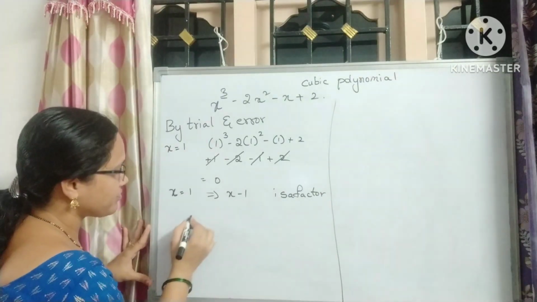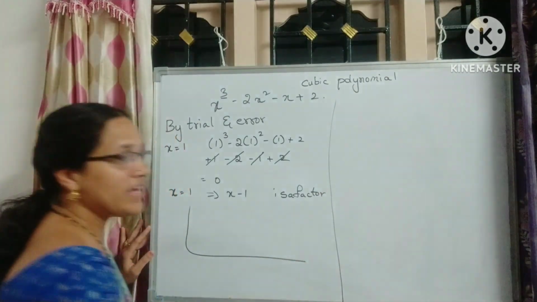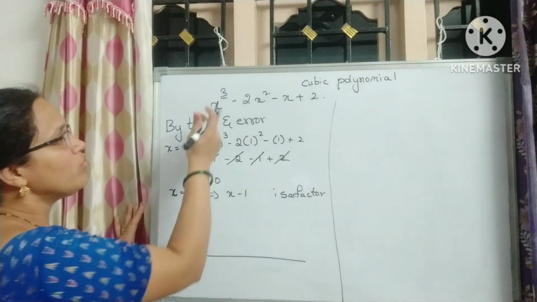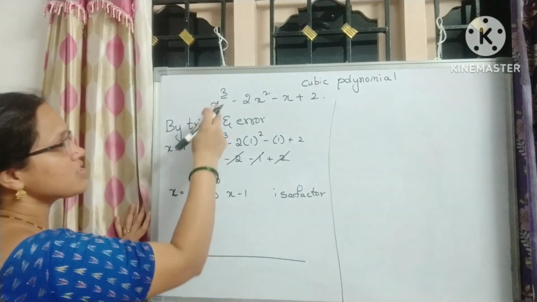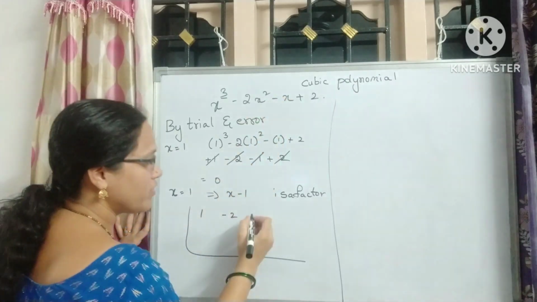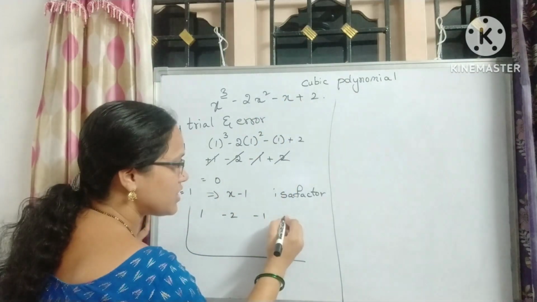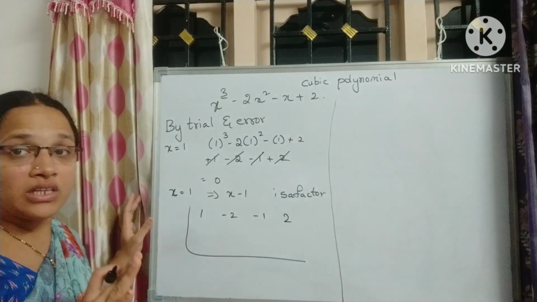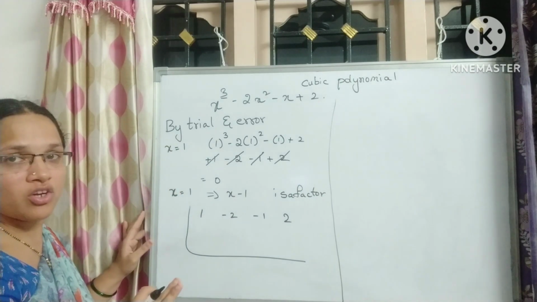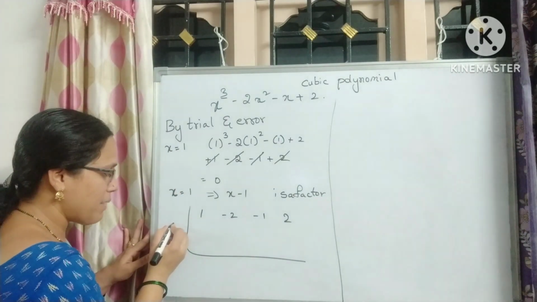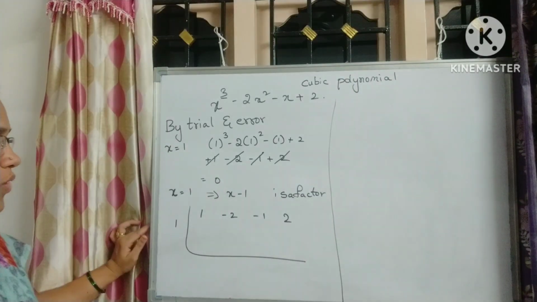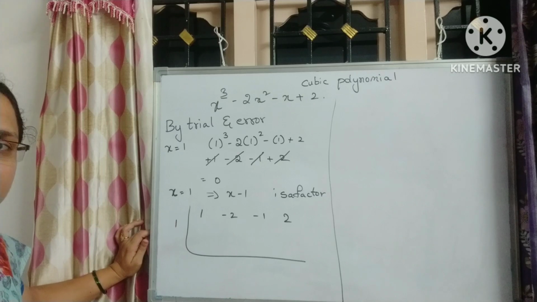Now, synthetic division means you have to take an elongated L here, where you will write only the coefficients. The x cube coefficient is 1, the x square coefficient is minus 2, the x coefficient is minus 1, and the constant is plus 2. Write only the coefficients of the cubic polynomial. After writing the cubic polynomial coefficients, put here the number 1. Okay, is that clear to you, everyone?